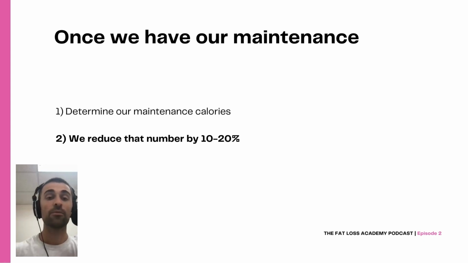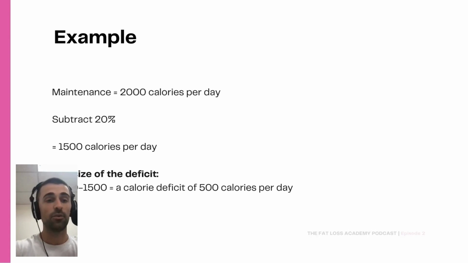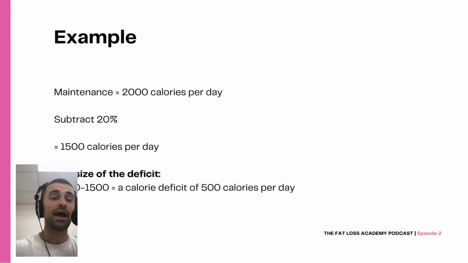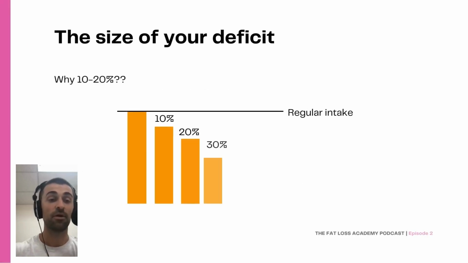Like I said, we now reduce that number by 10 to 20%. Okay, so let's say you went on, you used the calorie calculator, and it said that your maintenance calories was 2,000 calories per day. I'm now going to subtract 20% from that number, and that is going to leave me with 1,500 calories per day. That is my calorie deficit target right there. Okay, so 2,000 minus 1,500, that creates a deficit of roughly 500 calories per day.